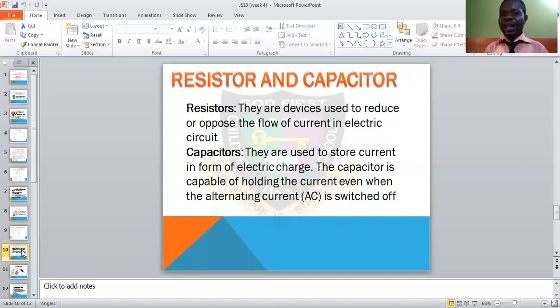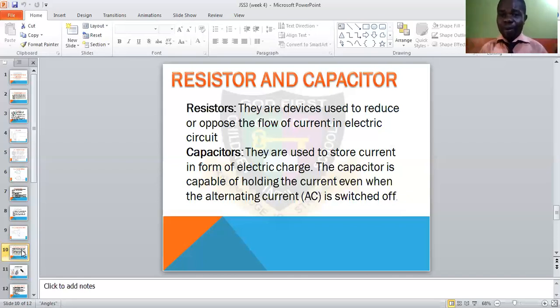Then we have the capacitor. They are used to store current in the form of electric charge. The capacitor is capable of holding the charge even when the alternating current, AC, is switched off. Let me quickly talk about the capacitor. You all have a rechargeable lantern or torch light in your house. There are capacitors put inside. They look black or whatever color. What they do is to store the electric charge. When there is light, you fix it there and they will store the charge. You are not using it at that time, but it's being stored.